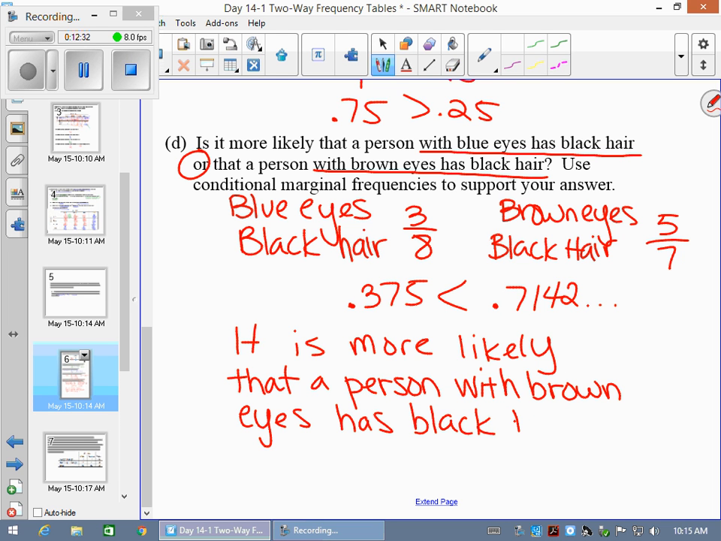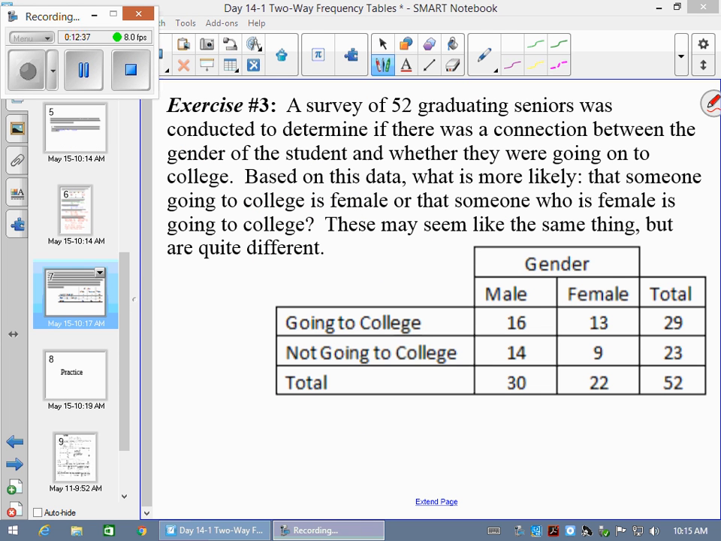Okay, the last question we're going to take a look at says 52 graduating seniors were surveyed, and it was conducted to determine if there was a connection between gender of the student and whether they were going on to college. So they compared males and females, and then they also looked at if they went to college or if they did not go to college. So they're asking us this one question: what is more likely, that someone going to college is female, or that someone who is female is going to college?